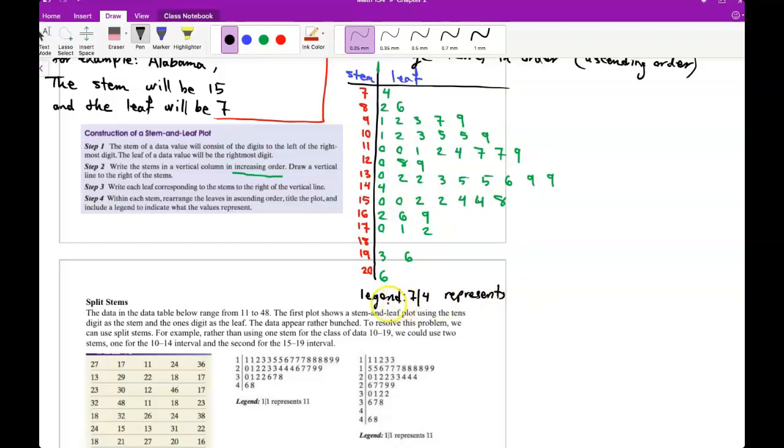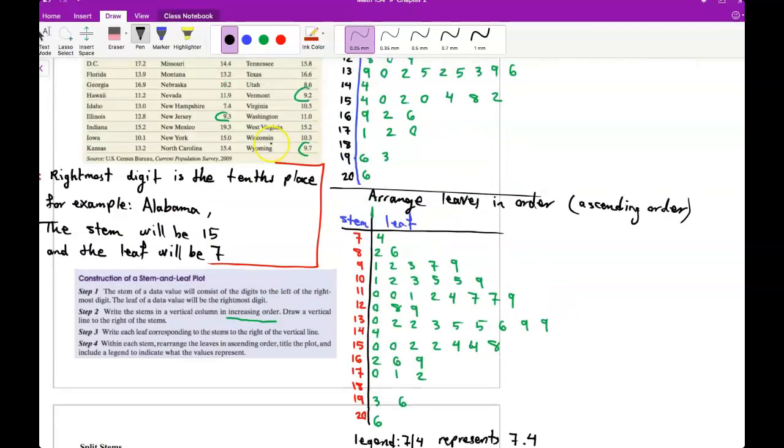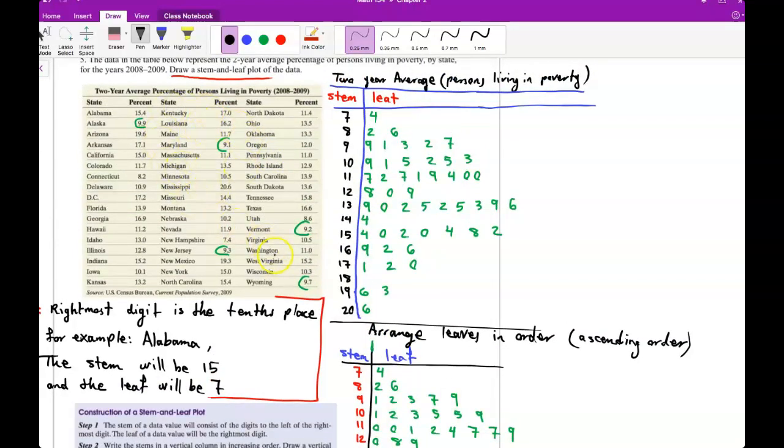Usually you will not be asked what the legend or the title is. You only need to focus on how to construct these, how to write these numbers, the stem and leaves, and also arranging them. So this is 7.4. Here is what the stem is, and here is what the leaf is, and that represents this number, 7.4, which is here on this table.